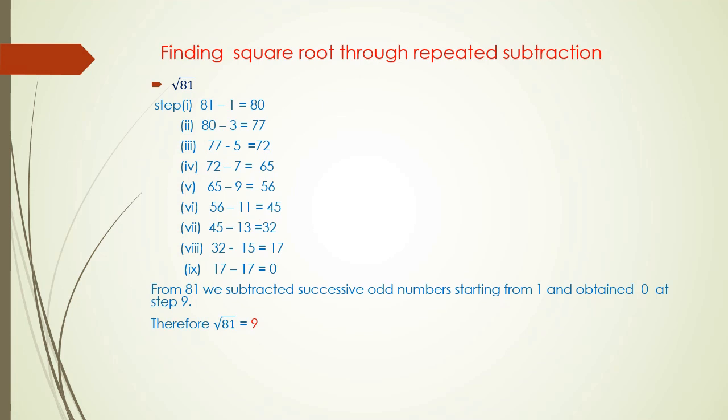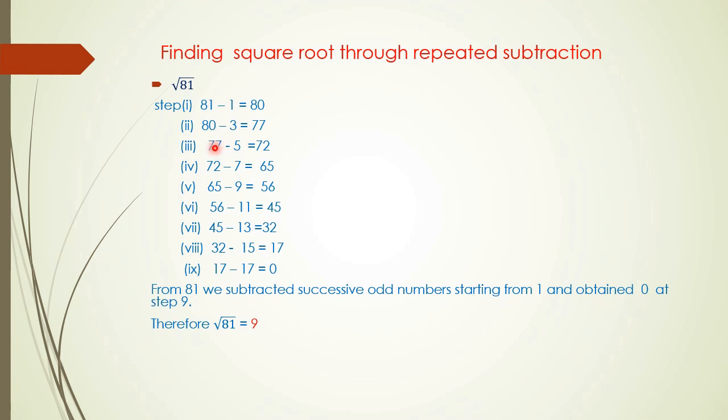Step number 1. 81 minus 1 is equal to 80. Here we are subtracting continuous or successive odd numbers starting from 1. The given number we write first, and then from the first odd number, 1, we subtract. 81 minus 1 is equal to 80. Now that answer we write in the second step. 80 minus the second odd number 3 equal to 77.